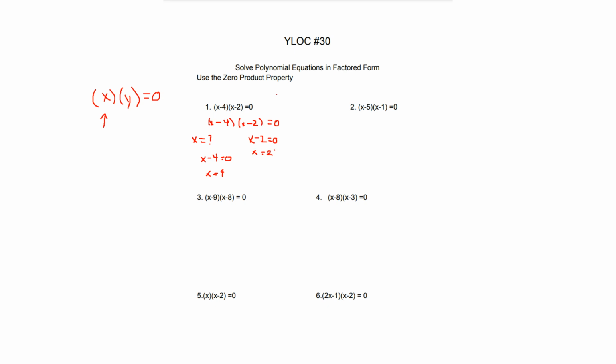And same thing with the 2, if you plug it in, we get a 0 over here when we substitute it into x minus 2, because 2 minus 2 is 0. So x equals 4 or 2 is going to be our answer, and it has to be both of them. For number 2, we could do the same thing, x minus 5 equals 0 and x minus 1 equals 0, and we'll get x equals 5 and x equals 1 for our answer.